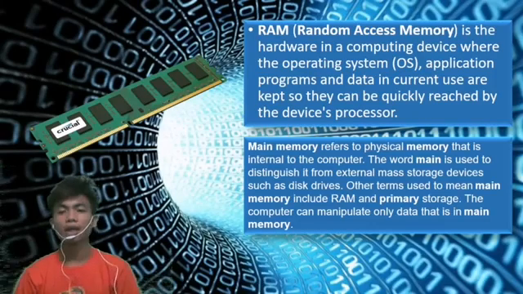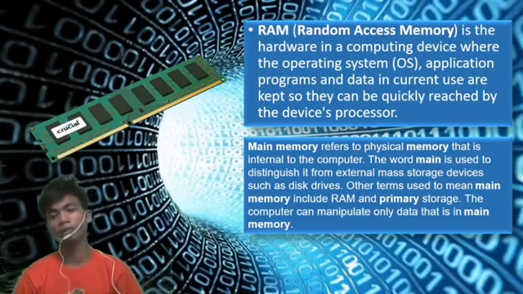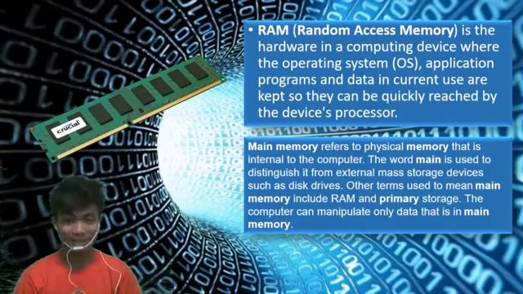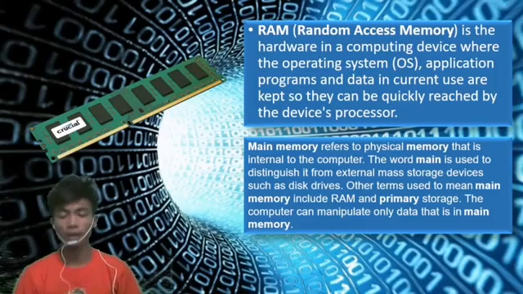Main memory refers to the physical memory that is internal to the computer. The word main is used to distinguish it from external mass storage devices, such as disk drives. Other terms used for main memory include RAM and primary storage. The computer can manipulate only data that is in main memory.